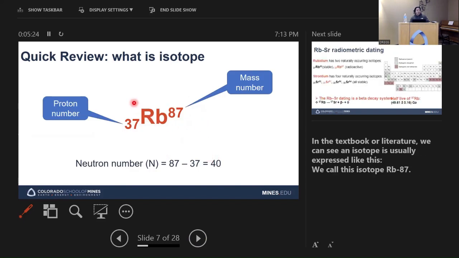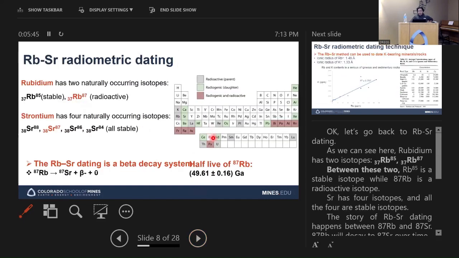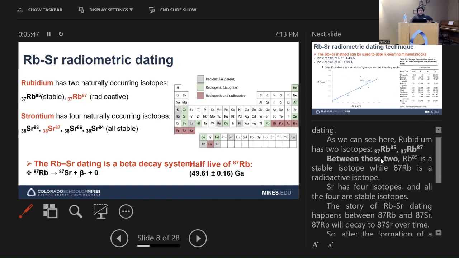In the textbook or the literature, you can always see something like this: the 87 means the mass number is 87, and 37 is the proton number. It determines the element, rubidium. Okay, let's go back to rubidium and strontium dating.